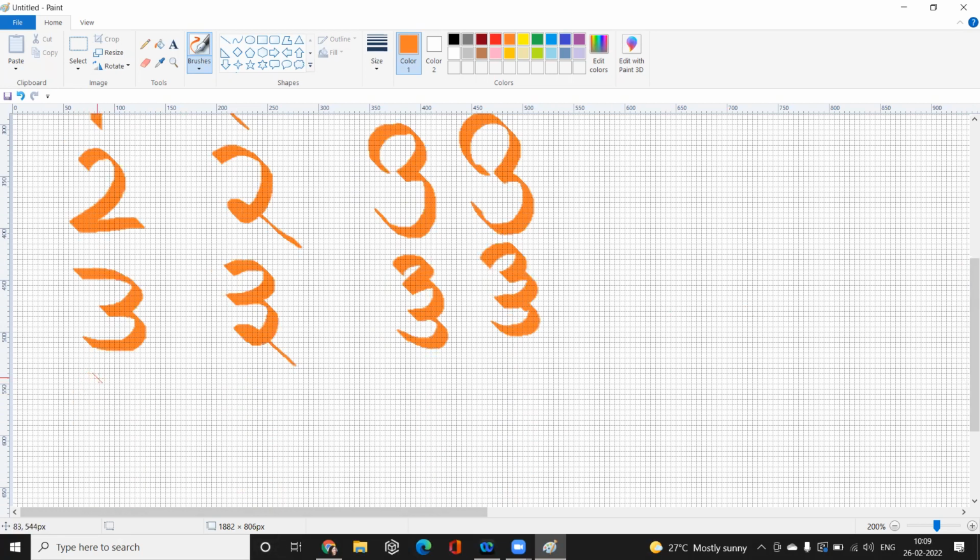And we have 4. Now for 4, this is a line on the top, and from the left hand side, we draw this. This is 4. One more time, I'll do it. This is 4.